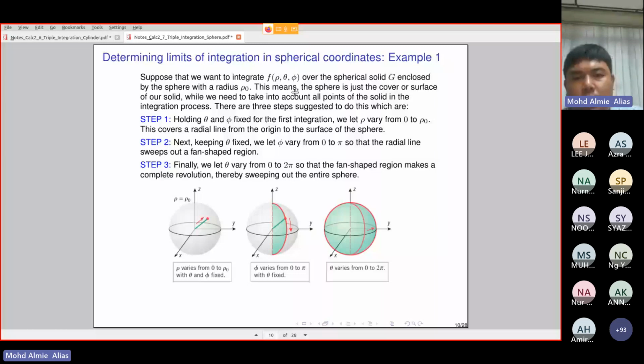This means the sphere just covers the surface of our solid, our domain, and we need to take into account all points inside it for our integration. There are 3 steps suggested for our integration.